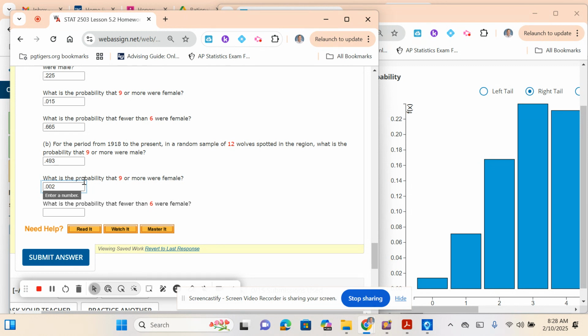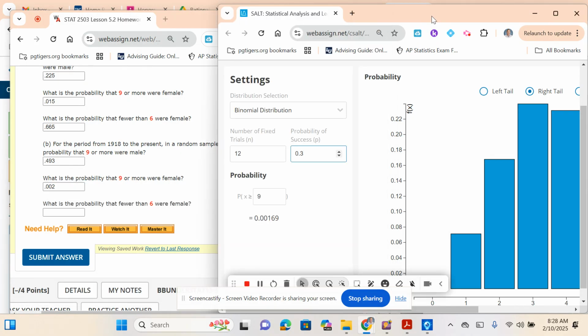What's the probability that fewer than 6 were female? Fewer than 6, first off, I've got 12 in my sample. My probability of female is 0.3. Fewer than 6, am I talking about values below or above? Fewer than 6 is values below 6, so it's going to be the left tail, because the left tail deals with values below a value.